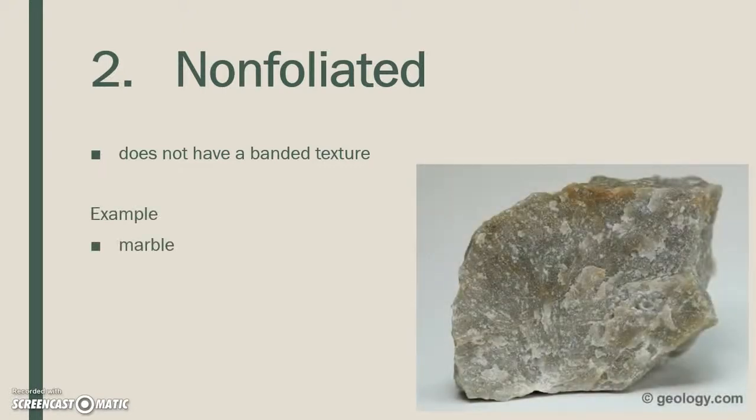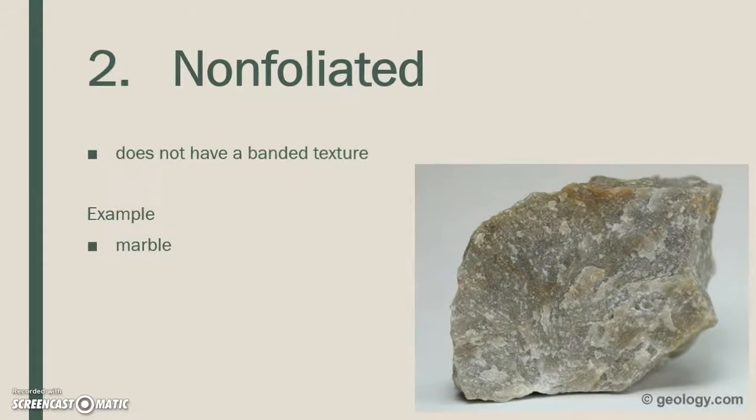Non-foliated is just the opposite. There's not a banded texture for this one. Your example, marble. It looks very clear, very clean. You don't have those layers that separate it out.